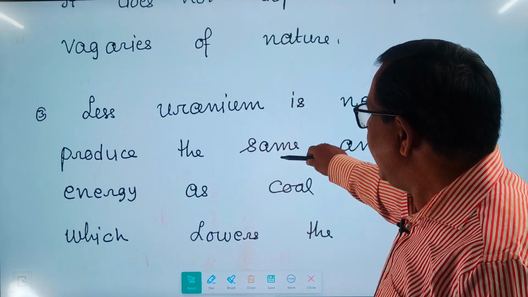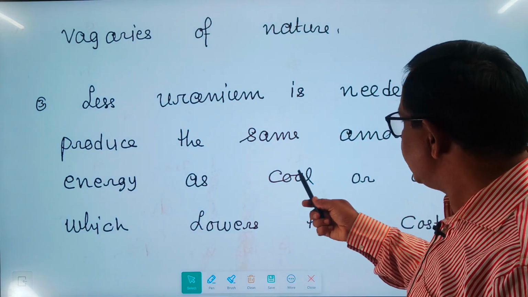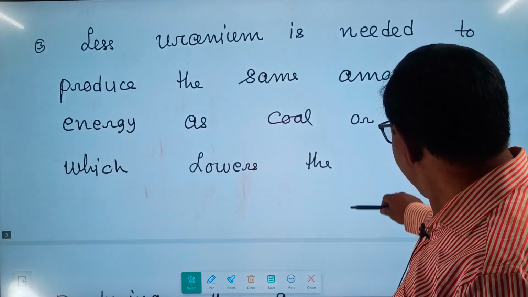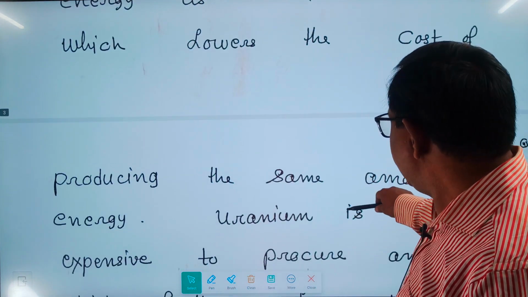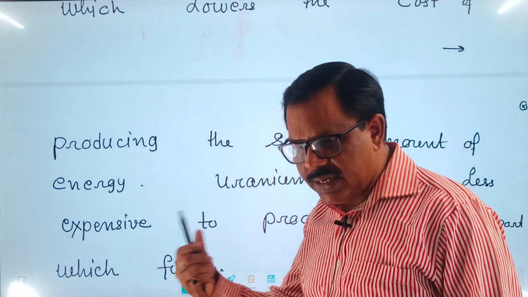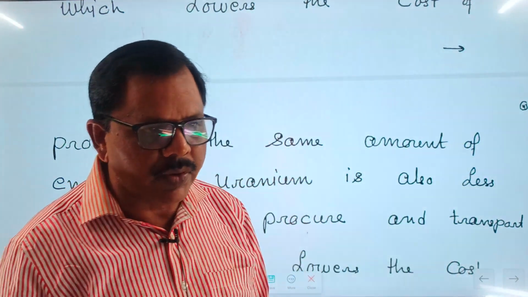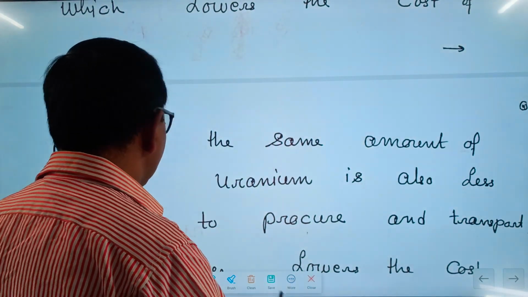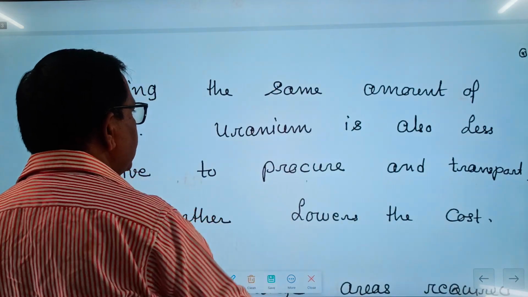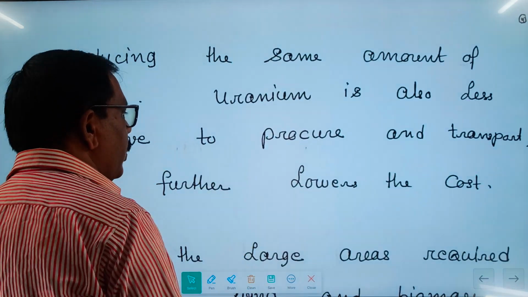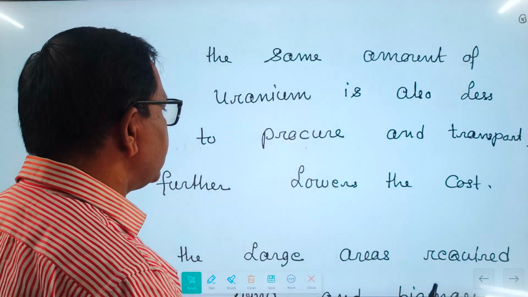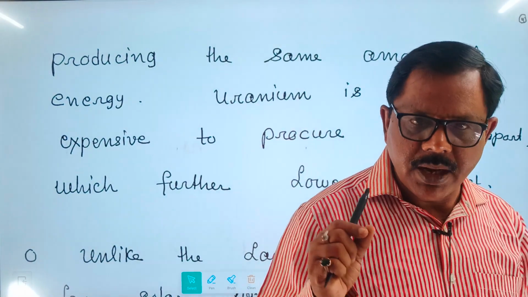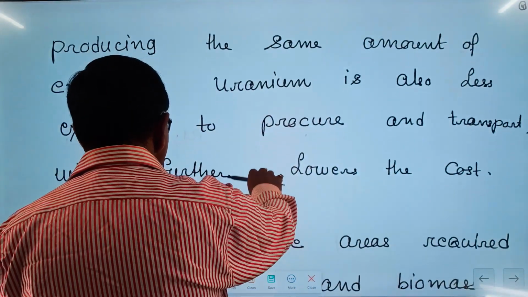Third point you write, less uranium is needed to produce the same amount of energy as coal or oil, which lowers the cost of producing the same amount of energy. In comparison to other sources of energy, it requires less cost. Again you write, uranium is also less expensive to procure and transport, which further lowers the cost. This can be considered one of the main points regarding this. So these are the advantages.